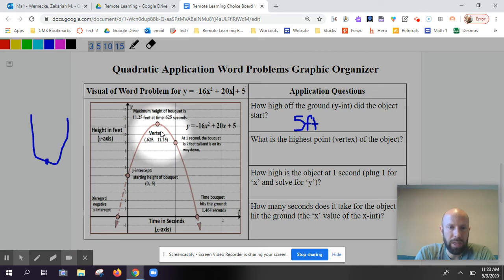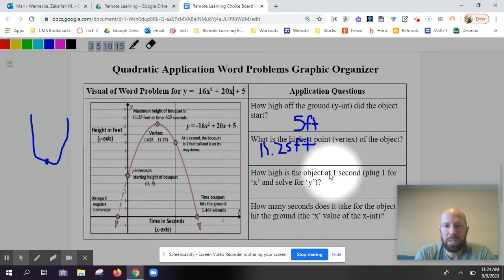We are looking at height, because that's what the question wants, the highest point. Again, height is on the y-axis, so we're looking at the second value. So it's not exactly 11 feet. It's a little bit higher than 11 feet at 11.25 feet, or 11 and a quarter feet. So it's 11.25 feet for the height, also known as the vertex.